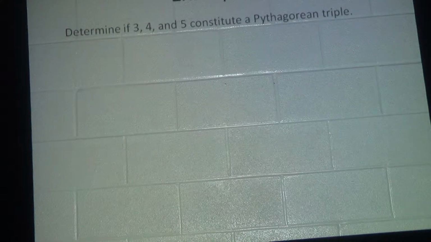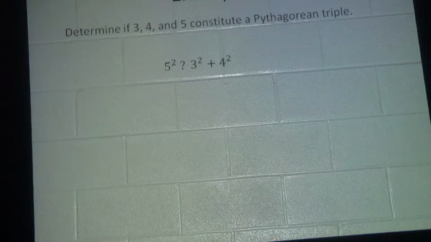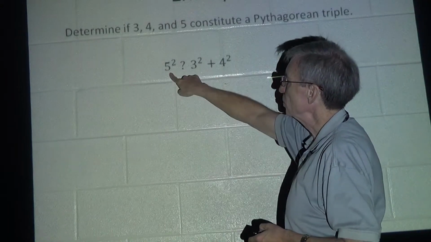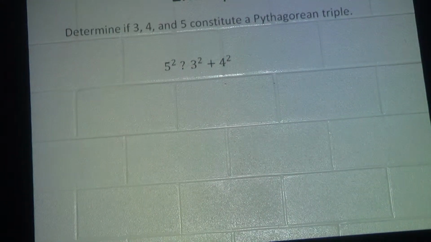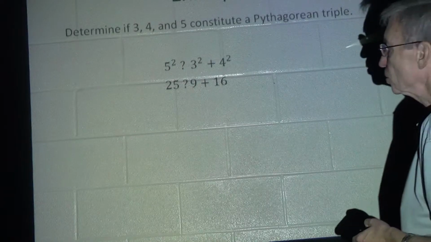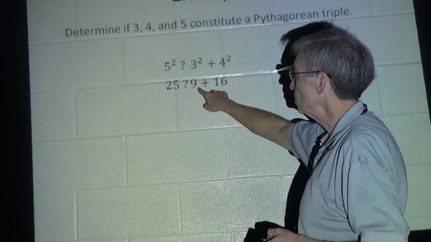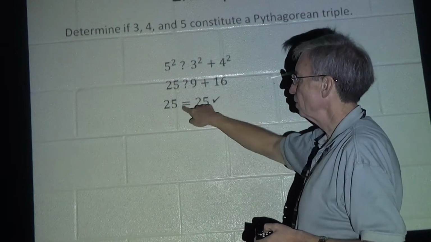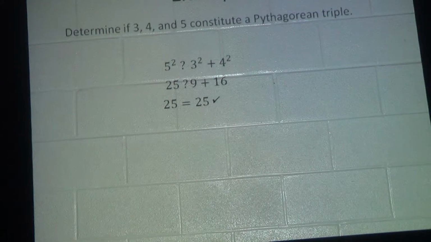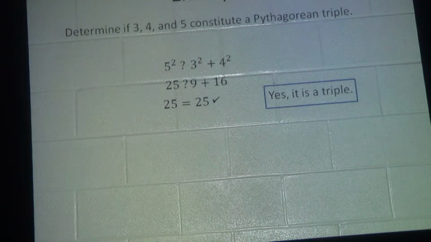Example 1. They want us to determine if 3, 4, and 5 constitute a Pythagorean triple. So what we're saying is, 5 squared, which is the longest one, is that equal, greater than, or less than 3 squared plus 4 squared? We square this out, we get 25. We're still looking to see what the relationship is with 9 plus 16. Do the arithmetic here, we get 25 is equal to 25. So this means that 3, 4, and 5 is a Pythagorean triple. Our result here would be, yes, it is a triple.